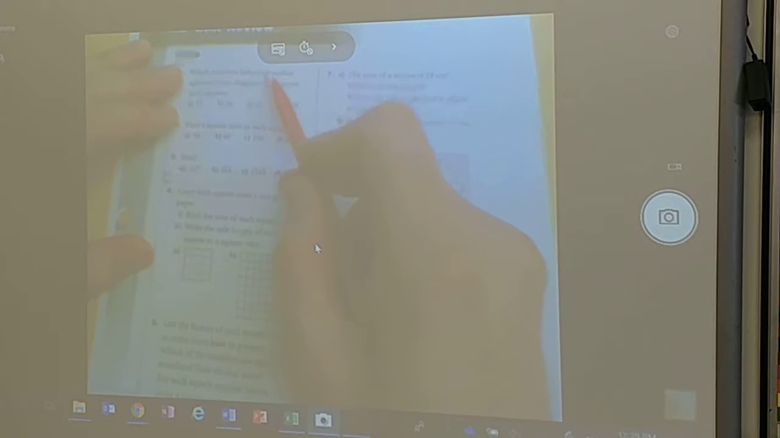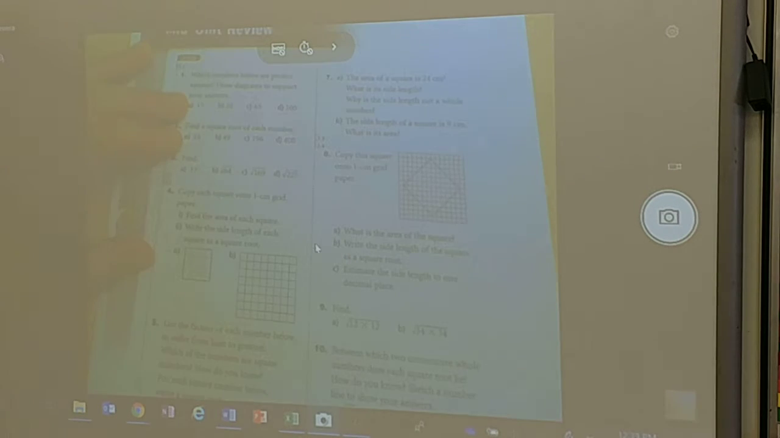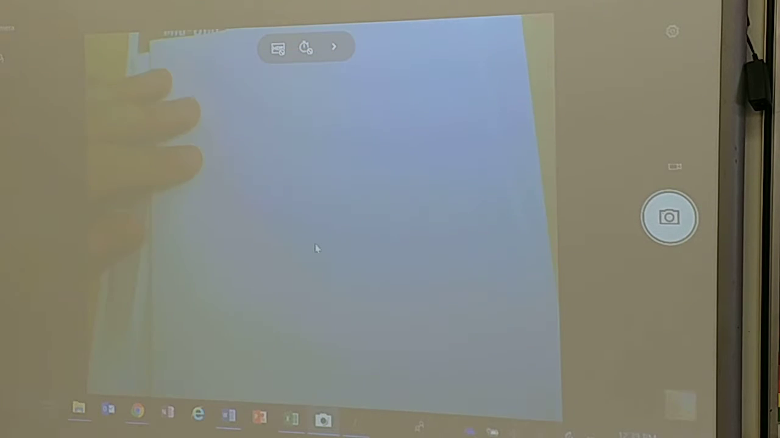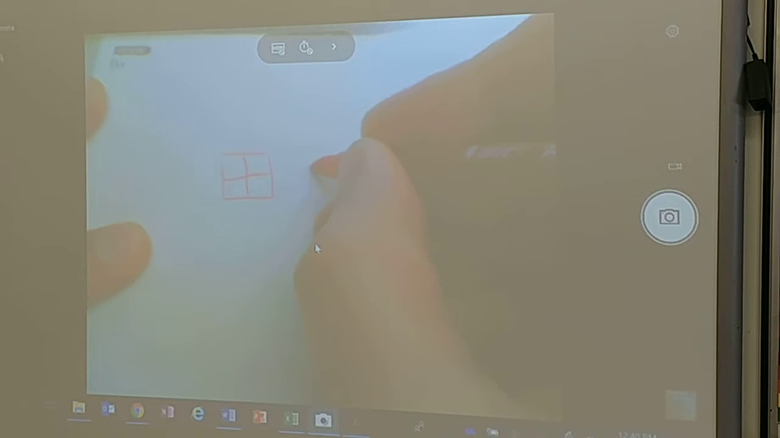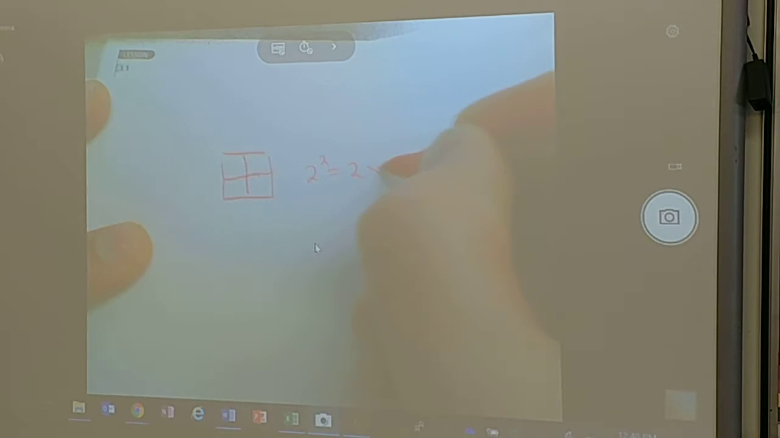So first, which numbers below are perfect squares? A perfect square is a number that can be boiled down to its root with a whole number. So for example, here I have a square. Now this square has 4 squares in it. So this is 2 squared, which is equal to 2 times 2, or 4. 4 is a perfect square. If I were to say what is the square root of 4? What's the square root of 4? 2, you got it. So square root of 4 is 2, and that is a whole number.